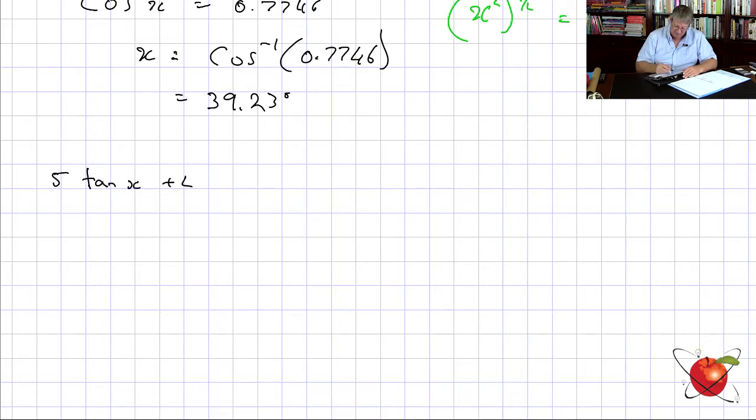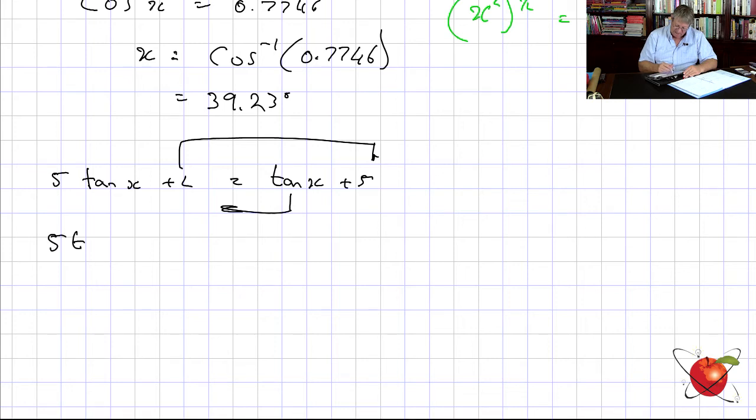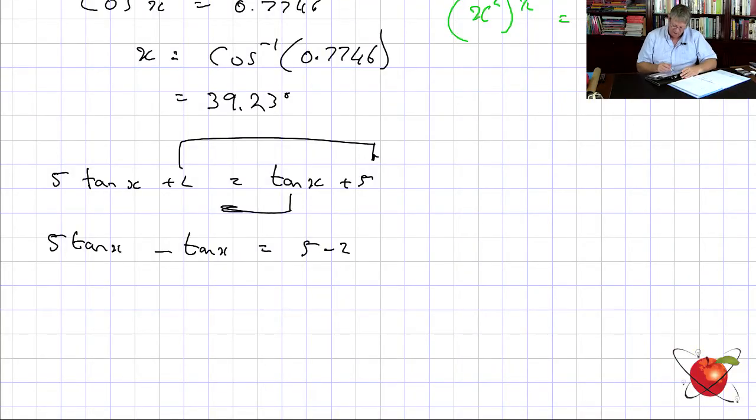5 tan x plus 2 is equal to tan x plus 5. Right? What do we say? You're on the wrong side and you're on the wrong side. So let's group it properly. 5 tan x minus tan x is equal to 5 minus 2. What is 5 tan x minus 1 tan x? It's 4 tan x, isn't it? I've taken 5 apples and removed 1. So we've got 4 tan x over here is equal to 3.